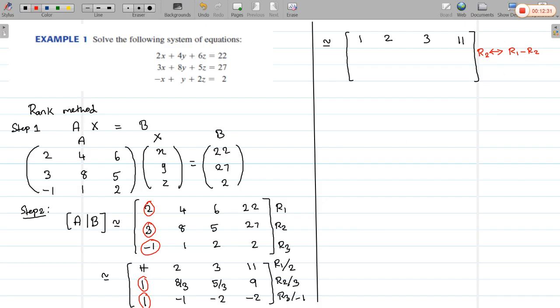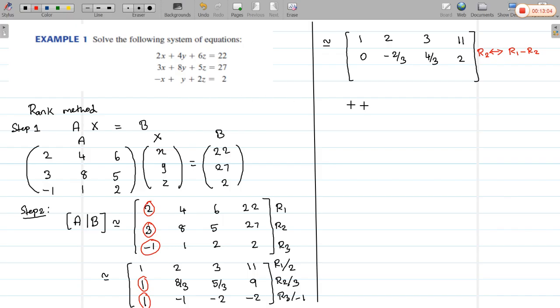This is R1, right? This is R2. 1 minus 1, 0. 2 minus 8 over 3, minus 2 over 3. 3 minus 5 over 3, 4 over 3. 11 minus 9 will give you 2. Any questions? Now the R2 is done.